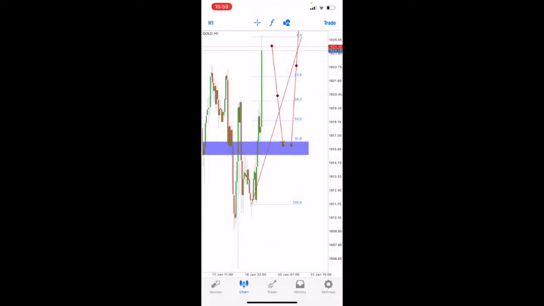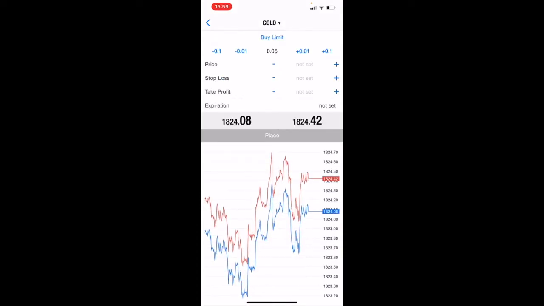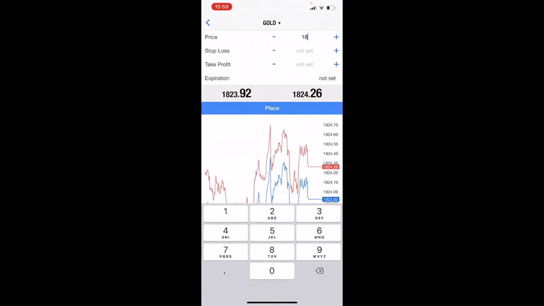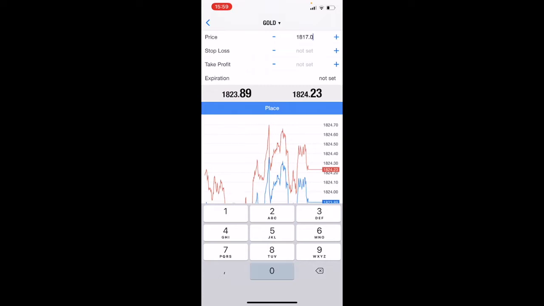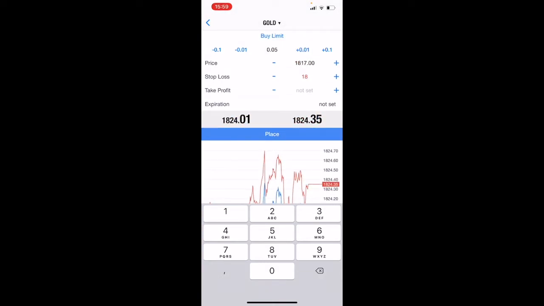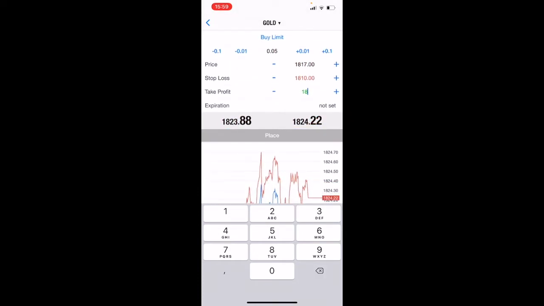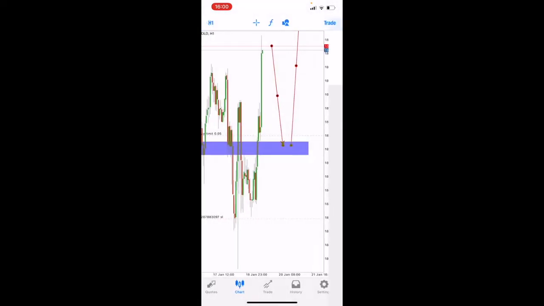So you're looking at, let's say, 1817 for the price of gold. So what you're going to do is put a buy limit. So you go to trade and you go buy limit, price 1817.00. Stop loss will be below, let's say 1810, and take profit will be above, let's say 1850, just for example, and you place.